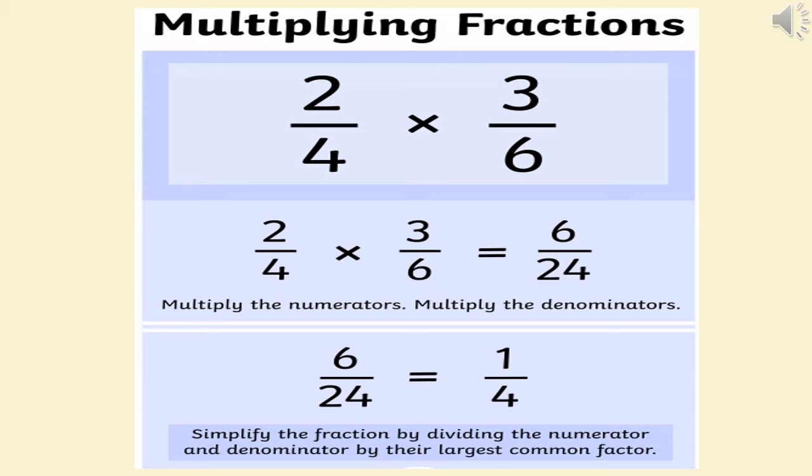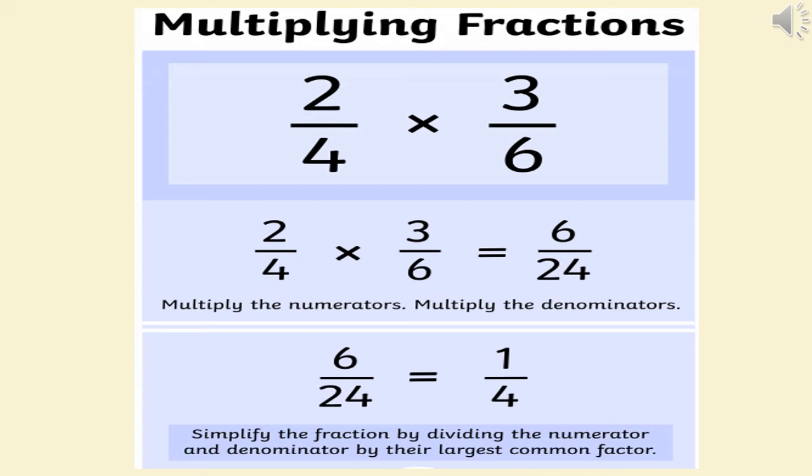Then we multiply the denominators. Here in the example, that would be 4 times 6. And we know that 4 times 6 is 24, making our new denominator 24. This gives us the new fraction of 6/24.